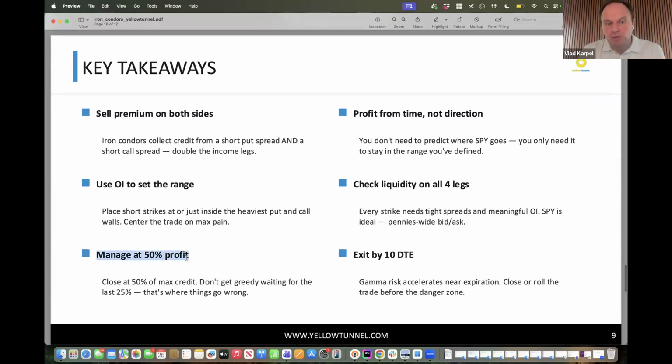Manage at 50% profit. Usually you don't want to wait till expiration, or you don't want to wait till the maximum loss, right? So the trigger point is if you get half of the credit, you would exit. If the position goes against you by more than 50%, you would exit. You don't wait till expiration. Traditionally, 5 to 10 days till expiration, you want to close your position because gamma risk accelerates near expiration.